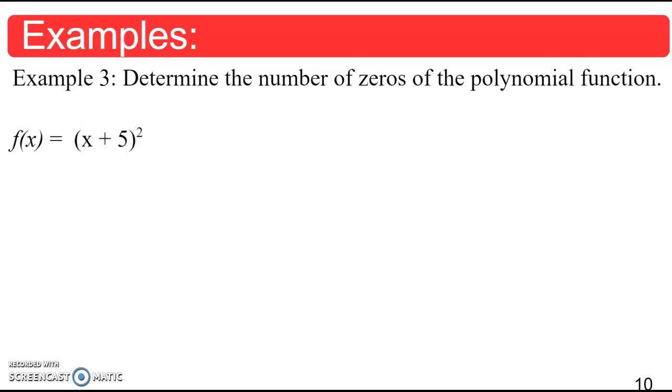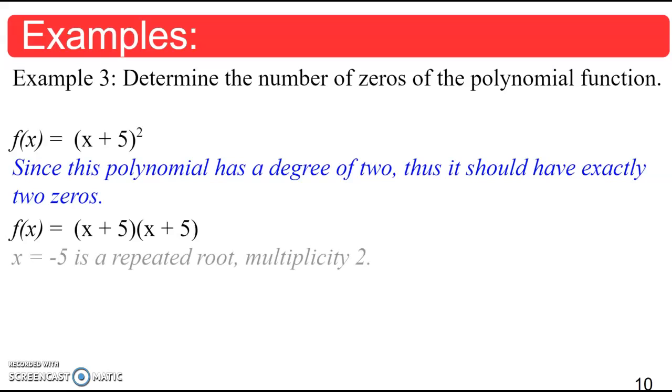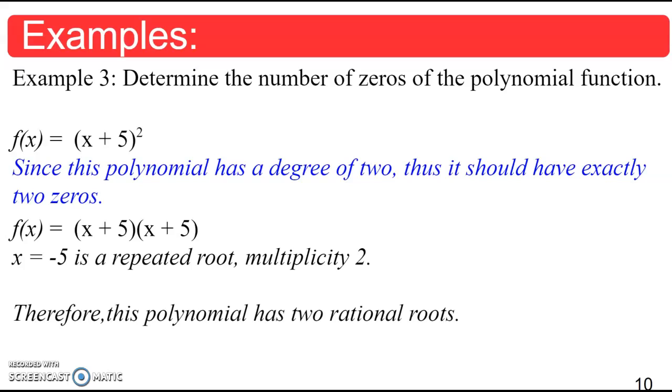Our third example, a different one than our previous example because this one has x plus 5 squared, so we have a binomial squared. So again, because the polynomial has a degree of 2, this should have exactly 2 zeros. Now, it might be helpful to expand this binomial out. So we have x plus 5 times x plus 5. And in this case, we are going to have a repeated root or a multiplicity 2. So x equals negative 5 is a repeated root where the multiplicity is 2. So again, therefore, this polynomial has two rational roots.